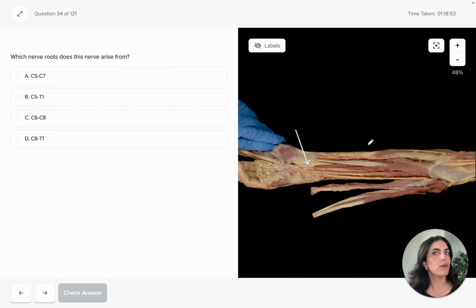So how did I know that I was looking at the anterior compartment of the forearm and not the posterior compartment? Well, I want you to have a look at the hand. You have to look to see whether the hand is facing the palmar surface or the dorsal surface.